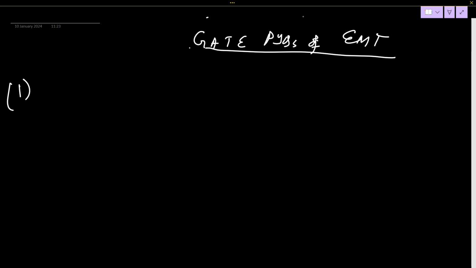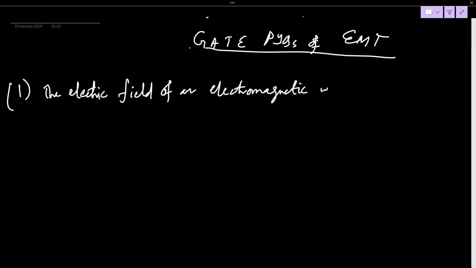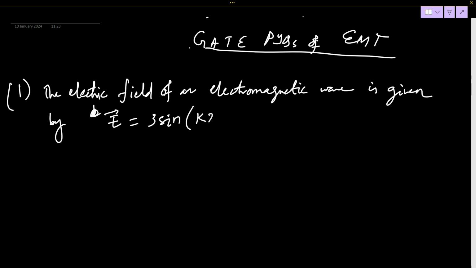Okay. So the question is: the electric field of an electromagnetic wave is given by E vector equal to 3 sin(kz minus omega t) x cap plus 4 cos(kz minus omega t) y cap.